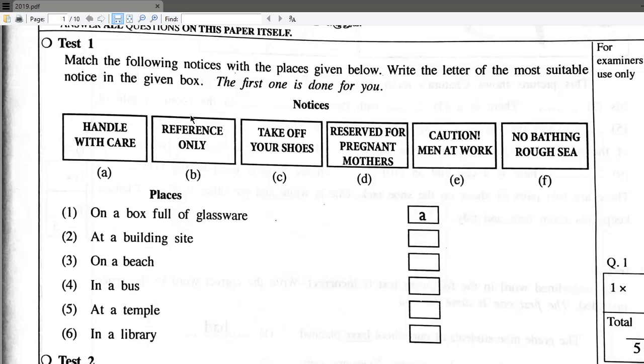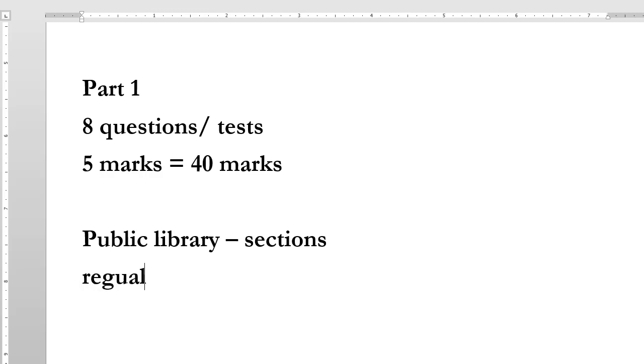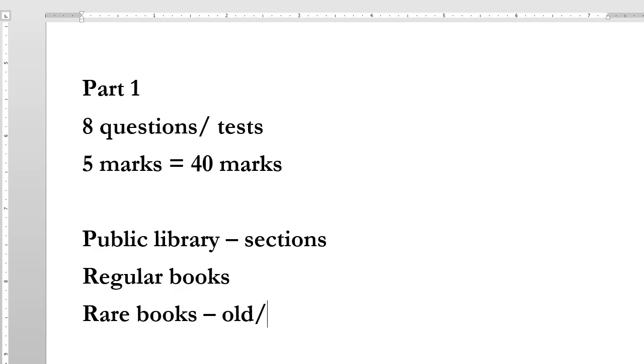Now what about this? Reference only. Reference only deals with the library. Now if you go to the library, my dear children, you might have gone to the public library in your place. The public library might have several sections, right? There can be sections where there are regular books. Regular books are books you can find anywhere in any bookstore. At the same time, there can be some rare books. Rare books are very old sometimes, and it is only in a limited number.